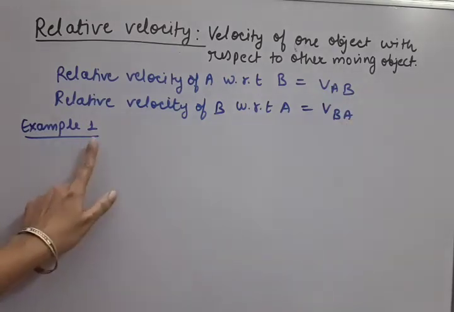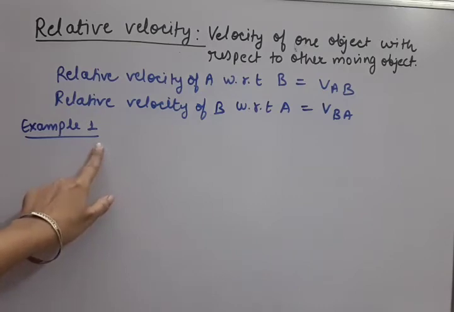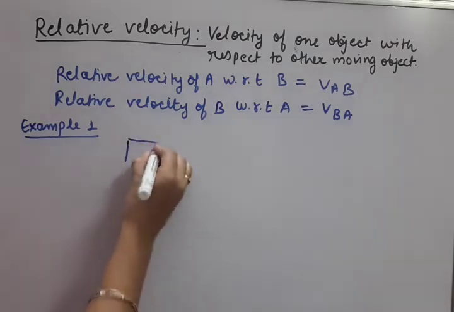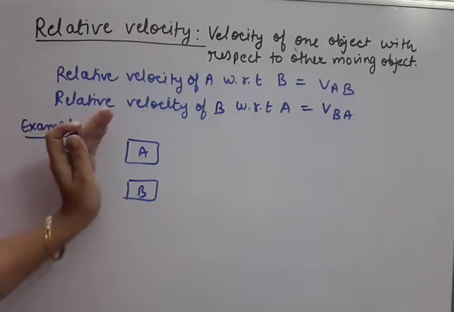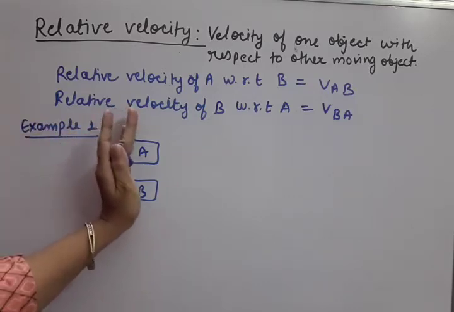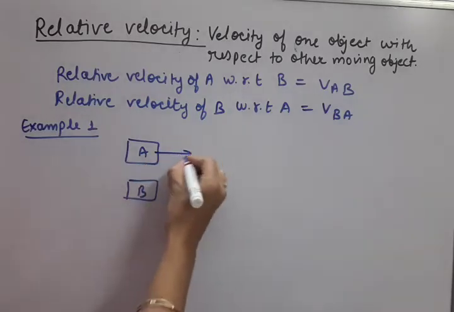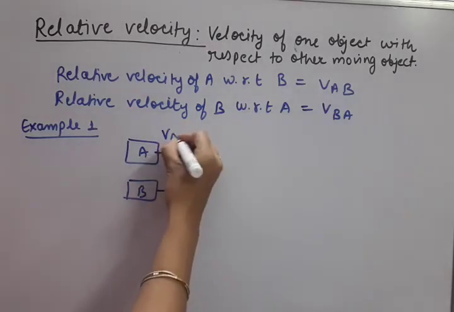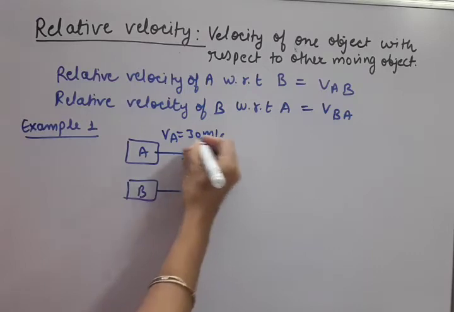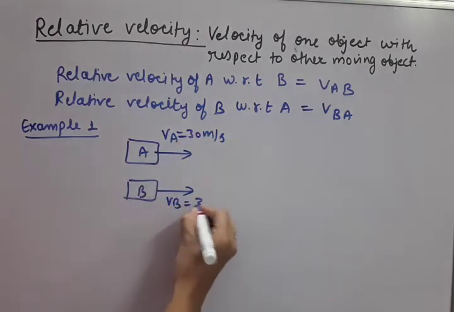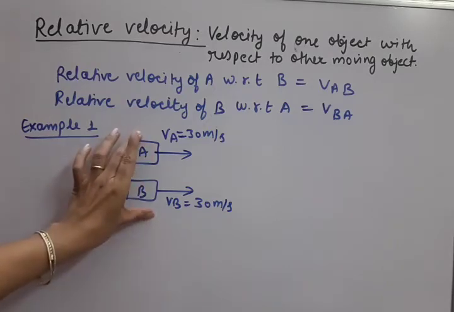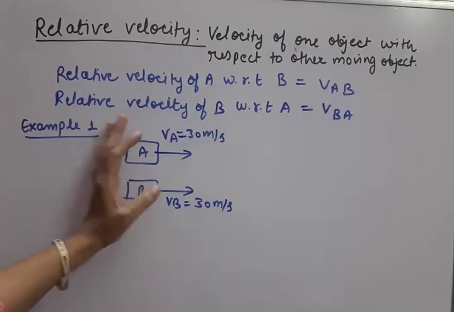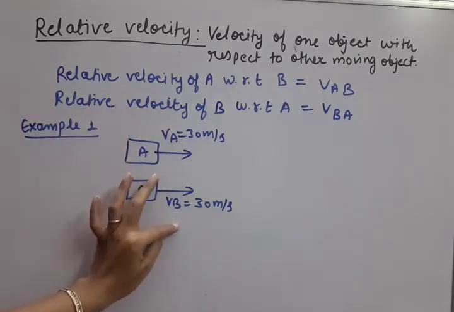Now example 1 I am taking to make you understand this relative velocity concept. Suppose we have two trains A and B. These two trains have started together from this position. They are moving in the same direction, and suppose the speed used by them is also the same. A and B trains have started together from this position in the same direction with the same speed.